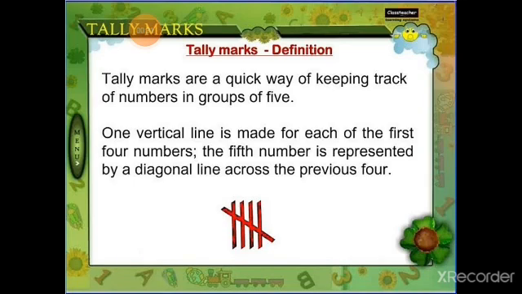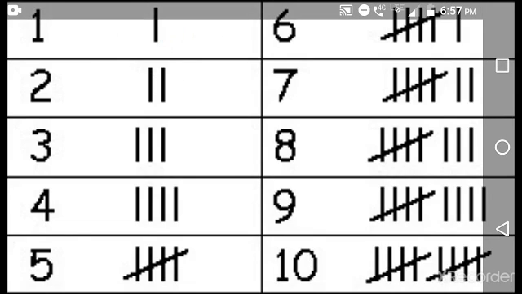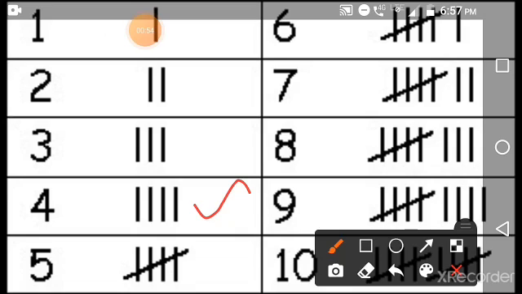After drawing 4 vertical lines, there should be a diagonal line drawn across the 4 lines. So this shows the tally marks for number 5. Here in the picture you can see tally marks for numbers 1 to 10. Look at this. What is the tally marks for number 4? 4 vertical lines. And for 5, 4 vertical lines and 1 diagonal line across. So this shows number 5.